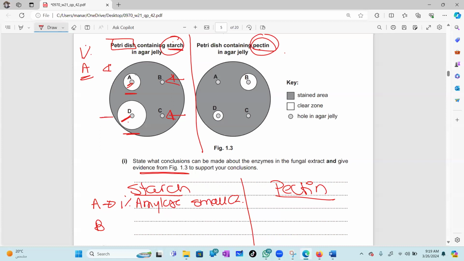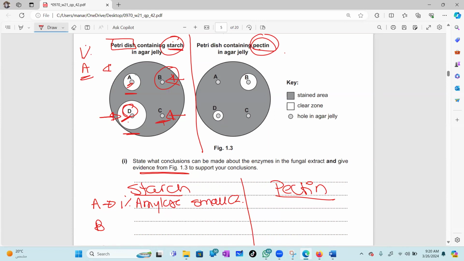Is it hard? Are you with me? Yes, miss. Okay, very good. Now, what will you say about B? B contains 1% pectinase. They told me that. I got the information from the question. Why is there no clear zone around B? There was no pectin. Yes. So you will say that there is no clear zone in B because there is no pectin.